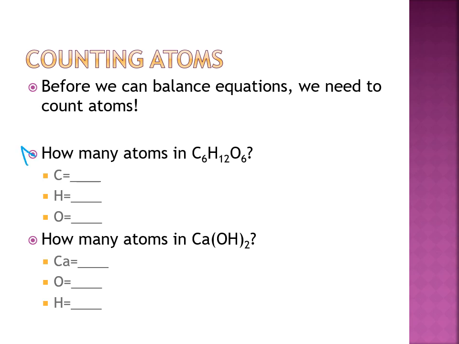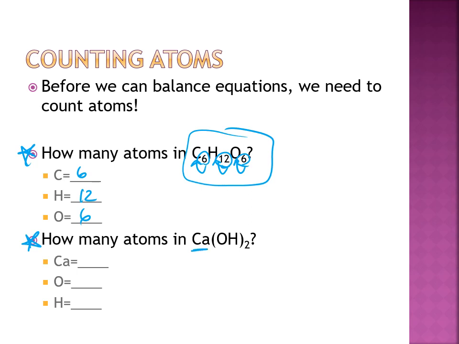So this one's pretty easy. We're just going to use those subscripts, and they tell us how many of each kind of atom we have in the molecule of, this is glucose. Hopefully that's a reminder from bio. So there are 6 carbons, and there are 12 hydrogens, and then there are also 6 oxygens. Good. This one, how many atoms of calcium hydroxide?